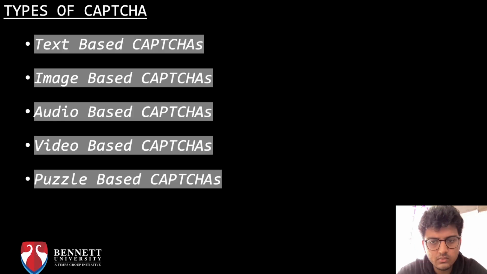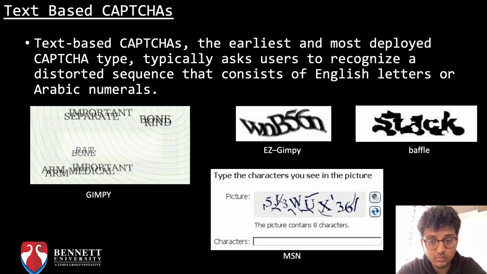In this section, we are going to define CAPTCHA systems. CAPTCHA systems can be classified into 5 different types. First, text-based CAPTCHAs. Second, image-based CAPTCHAs. Third, audio-based CAPTCHAs. Fourth, video-based CAPTCHAs. And fifth, puzzle-based CAPTCHAs. Text-based CAPTCHAs.